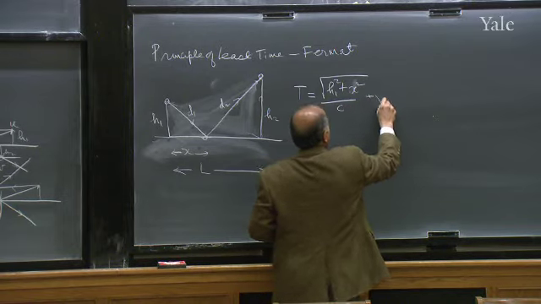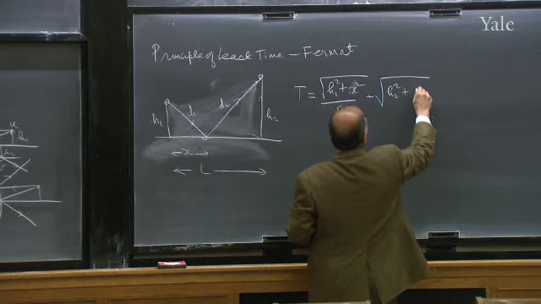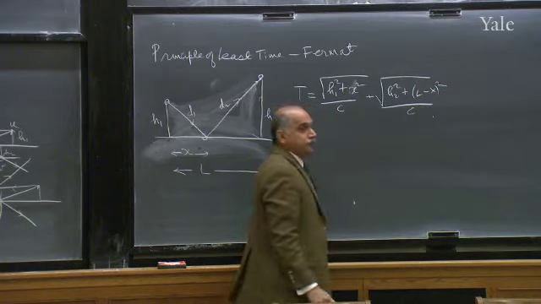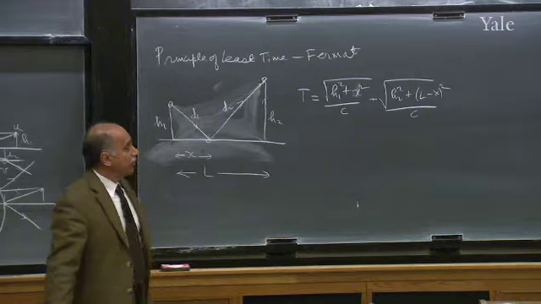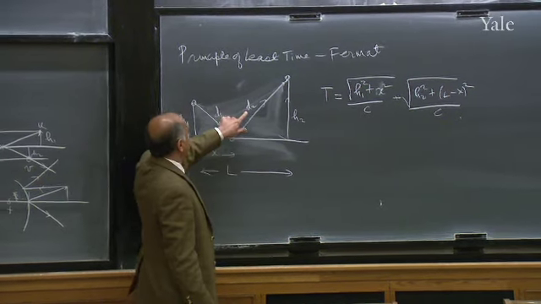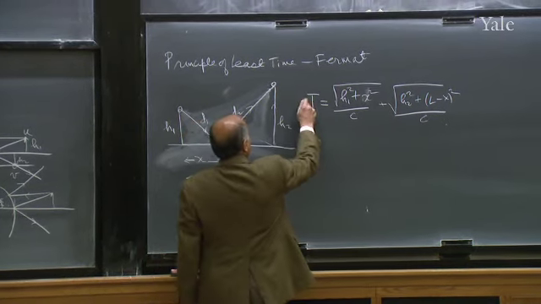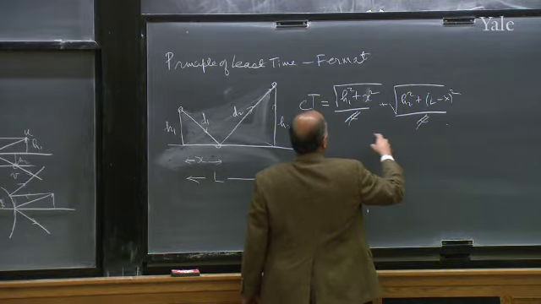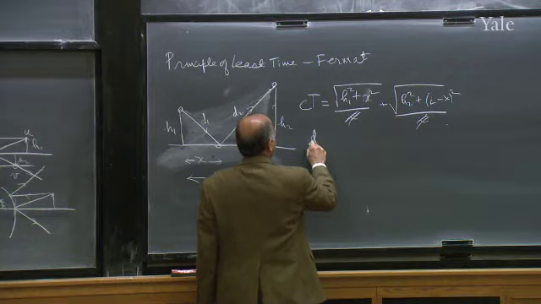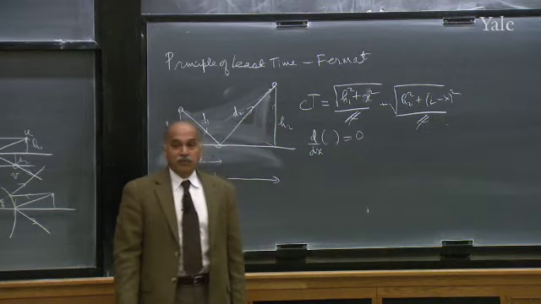divided by c plus square root of h2 square plus L minus x square divided by c, just from Pythagoras theorem, right? It's d1 over c plus d2 over c. So let's multiply everything by c. That doesn't matter. Whether you minimize ct or t, it doesn't make any difference. So let's take d by dx of this whole expression and equate it to 0. That's how we find the minimum of anything.